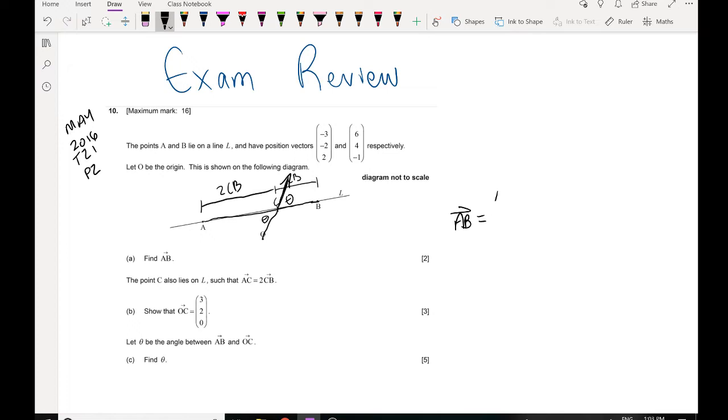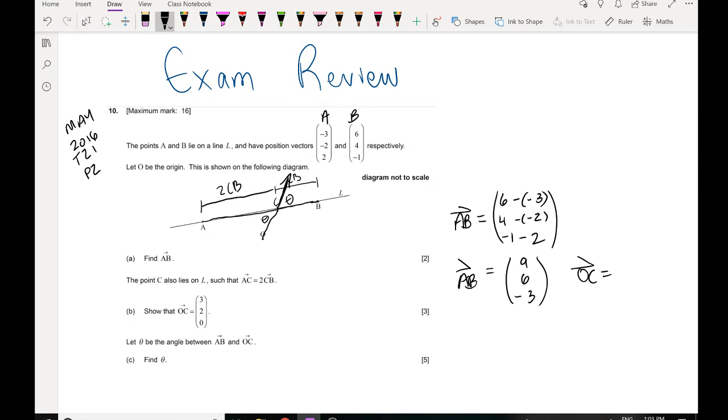Vector AB we would have found earlier. Let me see. So that's A, that's B. So it would be 6 minus -3, 4 minus -2, -1 minus 2. So that works out to be 9, 6, -3. So that's the vector AB. They provide you with the knowledge that vector OC is 3, 2, 0.